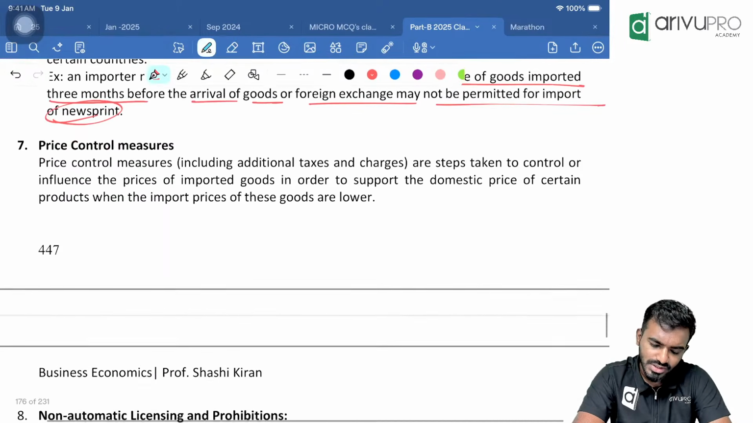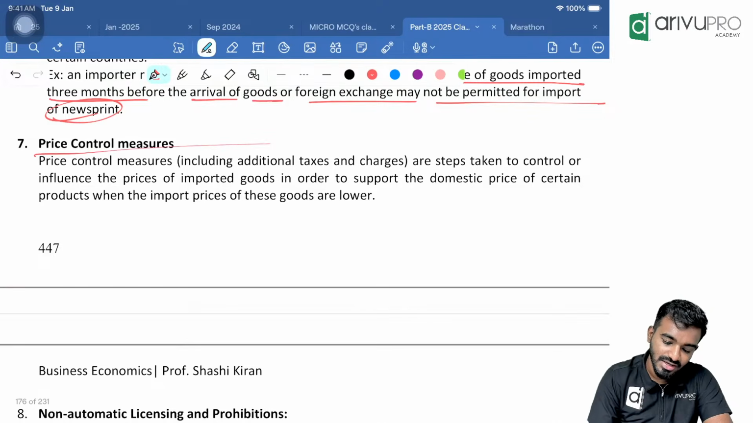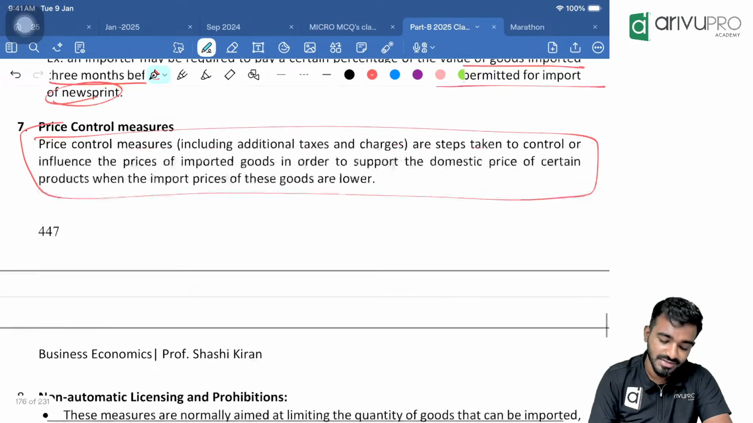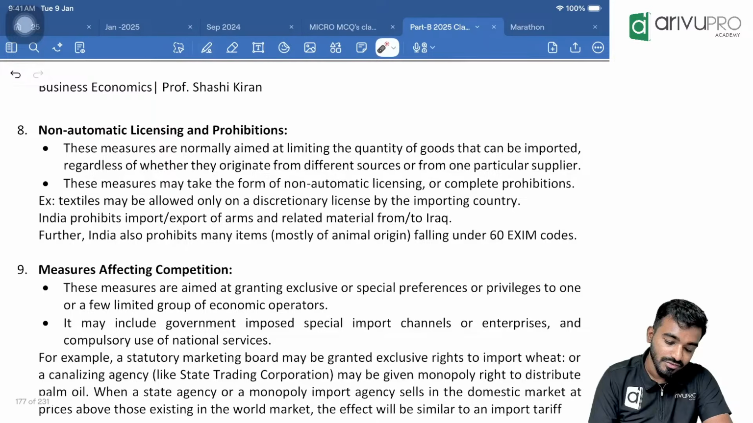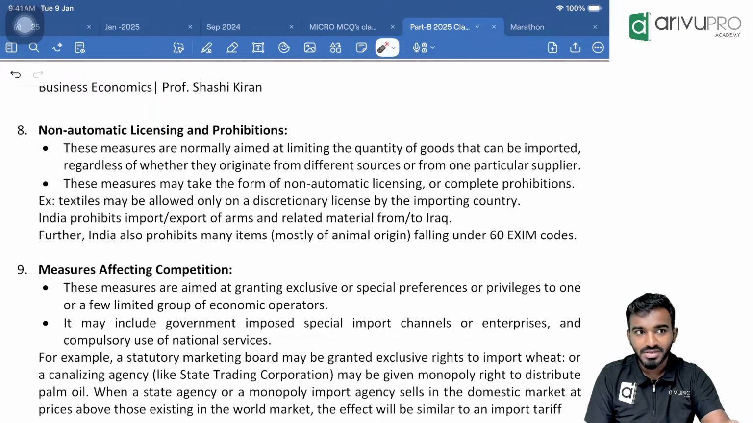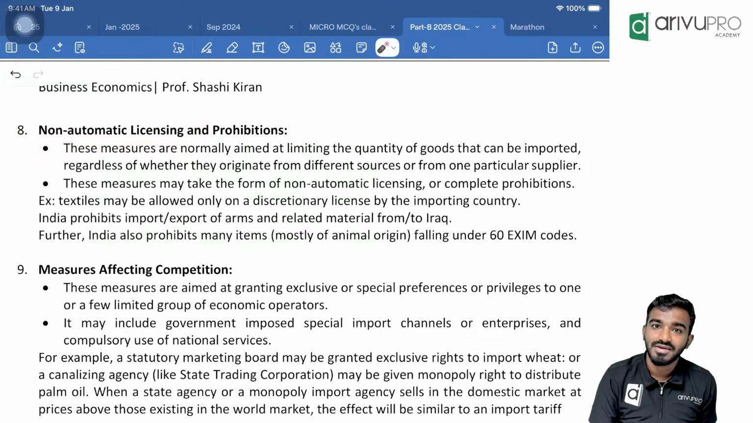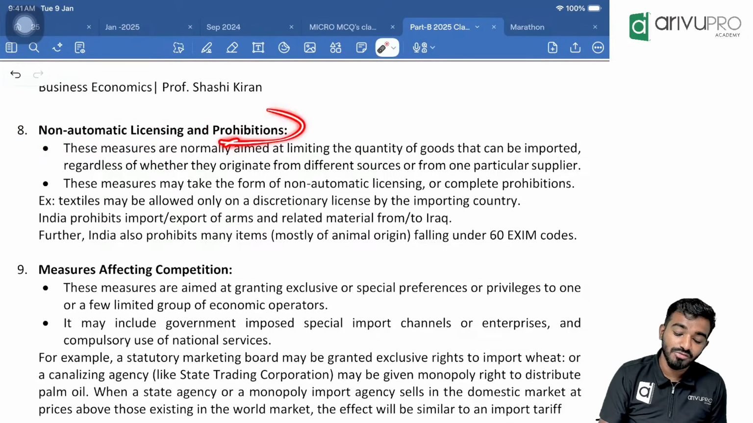And price control measures: intentionally levying extra taxes and making the prices of foreign goods in our country go higher. License, I will not give it at all, or even if I give it, I will just give it for 1 year. Next year when you come for renewal, non-automatic licensing. Last year I allowed it, this year we have prohibited.